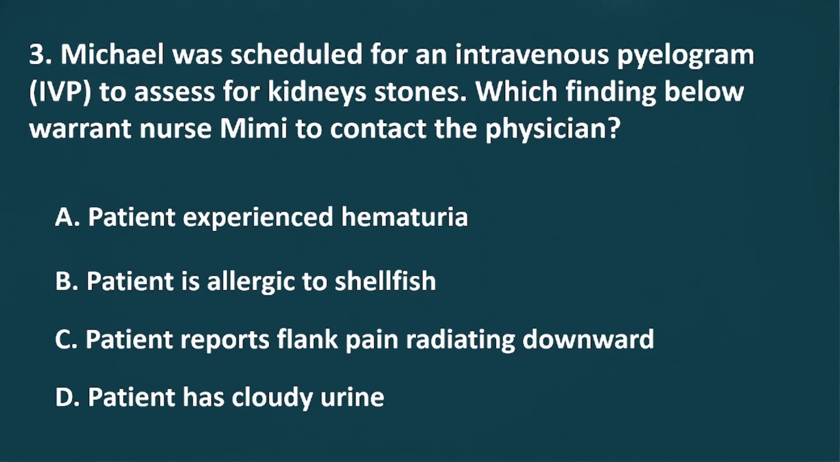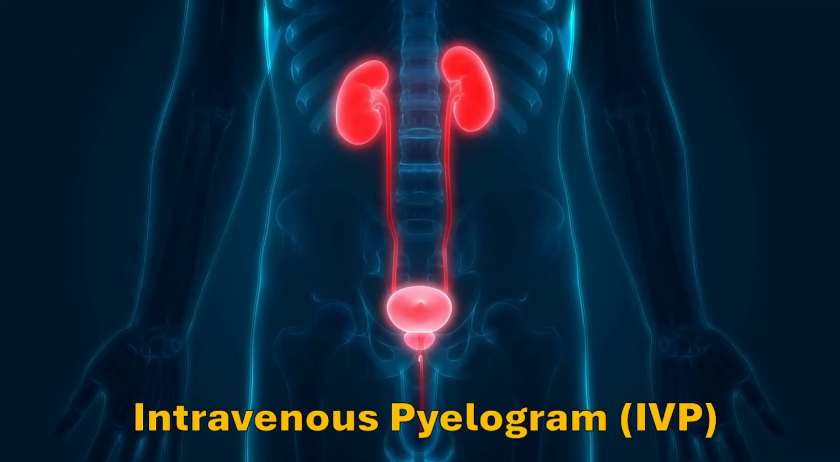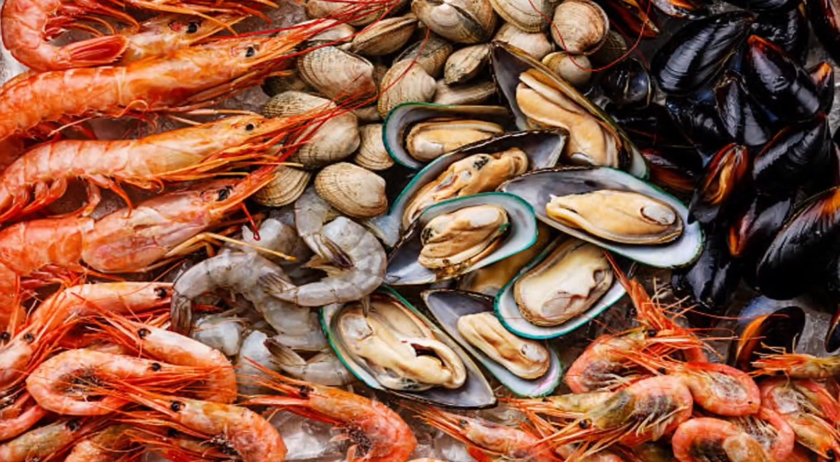The correct answer is letter B. During an intravenous pyelogram, a special dye which is iodine-based will be given through an IV. Then X-ray images will be taken to assess the kidneys, bladder, ureters, and urethra. If the patient is allergic to shellfish, then most likely he is also allergic to iodine that will be used during the procedure.